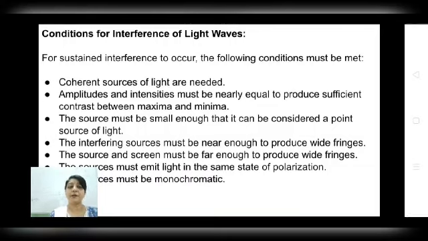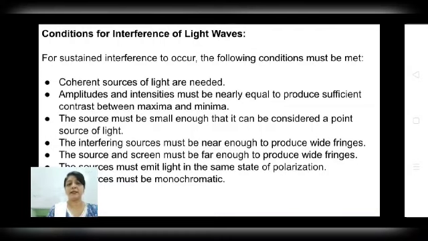The fourth requirement is the interfering sources must be near enough to produce the wide fringes. From this condition, we mean that when a single wavefront is passed through the two slits, then the two slits should not be far apart. They must be at a proper distance so that the secondary wavefronts obtained from them can interfere properly and produce good contrast interference fringes on the screen.